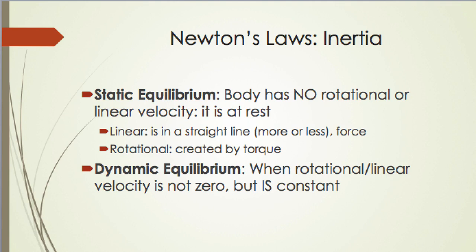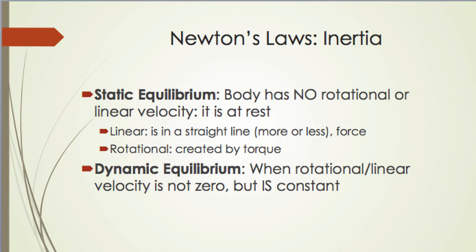So during static equilibrium, the body has no rotational or linear velocity. It is still. It is at rest. So linear, of course, is a straight line more or less, and it's defined by force. Okay? Rotational velocity is created by torque. So rotational is torque, linear is force. That's something that you'll hear throughout this chapter and probably the remainder of the book.